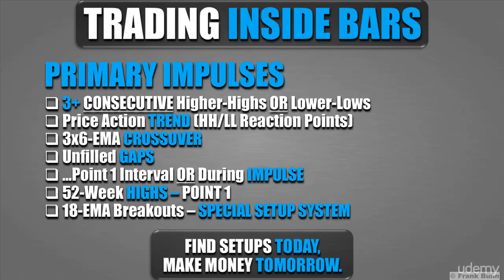Let's take a look at the primary impulses we will use to effectively set up our inside bar trades. We have 3 or more consecutive higher highs or lower lows which precede the pattern, or a price action trend of higher highs and lower low reaction points which precede the pattern. We have our 3-6 exponential moving average crossover, and we have unfilled gaps. Unfilled gaps can occur at the point 1 interval or sometime during the impulse. We also have 52-week highs, or for day trading, day highs at point 1, and we also have a special setup system with our 18 exponential moving average breakouts.